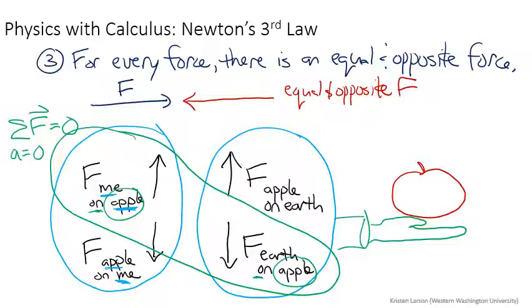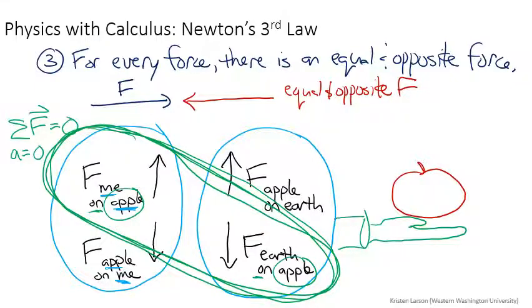Now, why does this matter? It matters because when we're going to solve Newton's second law problems, you have to be careful not to include all of the forces in the whole problem, because for every force, there's an equal and opposite force. So if you include all of them, they'll add to zero. That's what Newton is saying. So when we're doing problems, you want to pick all the forces on an object, not the ones by an object, because those are just going to start canceling out the ones on the object.